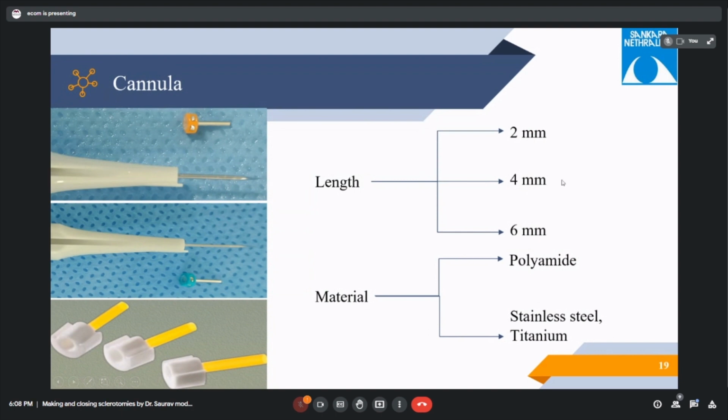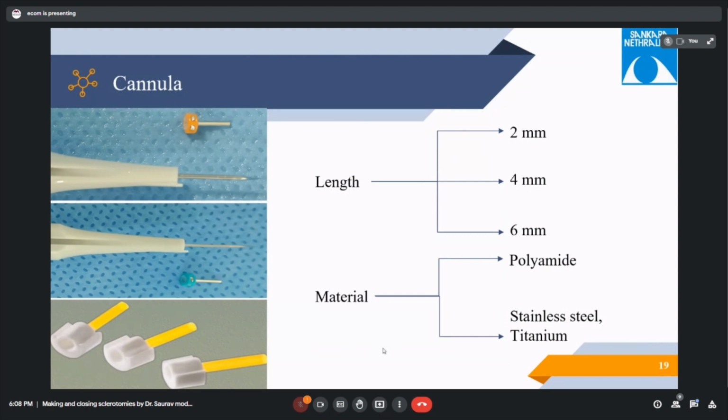hemorrhages. This length denotes the length of the cannula itself in the MIVS era, whereas in the 20 gauge era, if you have only the infusion, so if you change the infusion length, the cannula length will change, whereas in MIVS only the cannula length will change, not the infusion length. So they are available in different materials. They can be disposable, polyamide, single use, or can be stainless steel and titanium, which can be reusable.